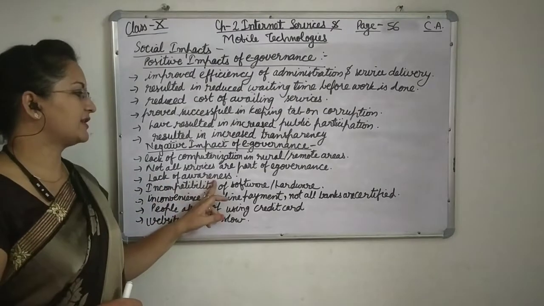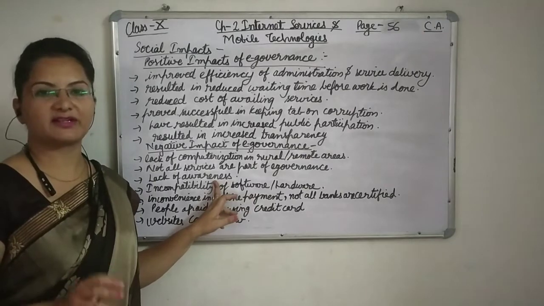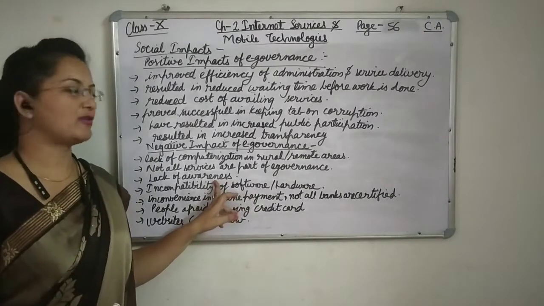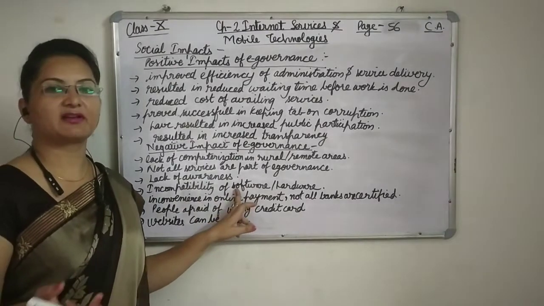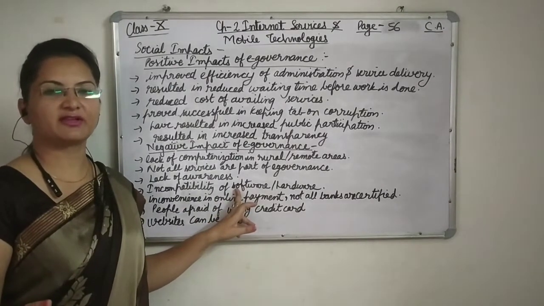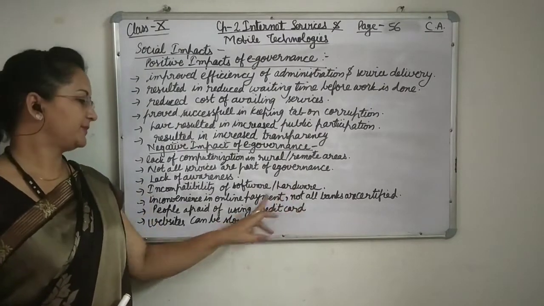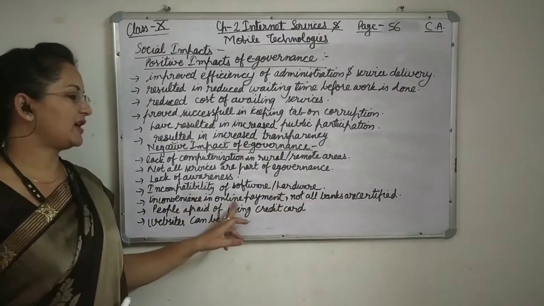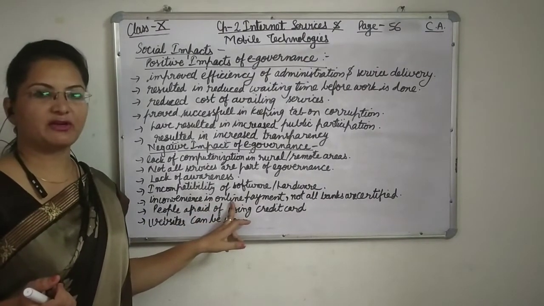Lack of awareness. People are not aware of the schemes and services provided by the government. So that is lack of awareness. Then incompatibility of software. Sometimes the software is not working on the computer. Software is incompatible. Then hardware can be incompatible with the computer. Then inconvenience in online payment. Some of the people feel inconvenienced making online payments.